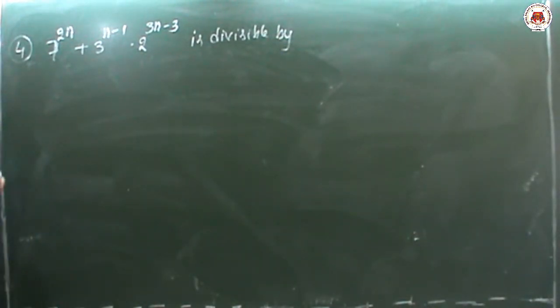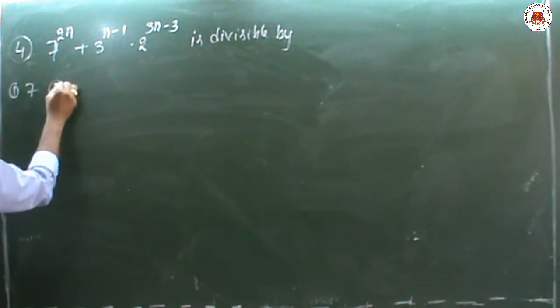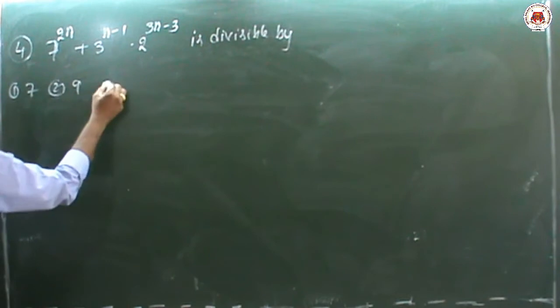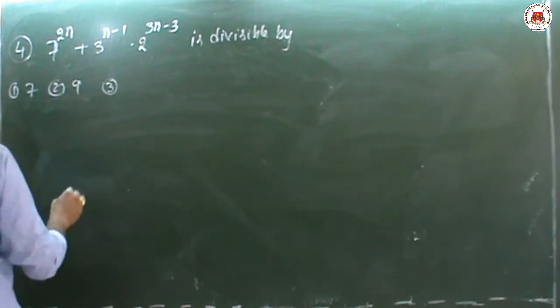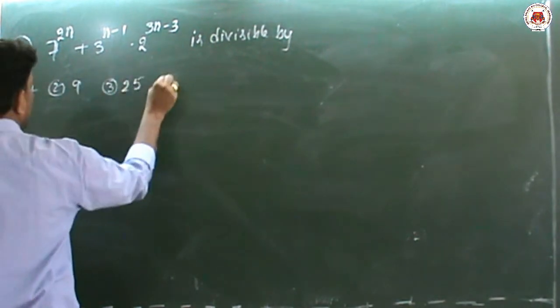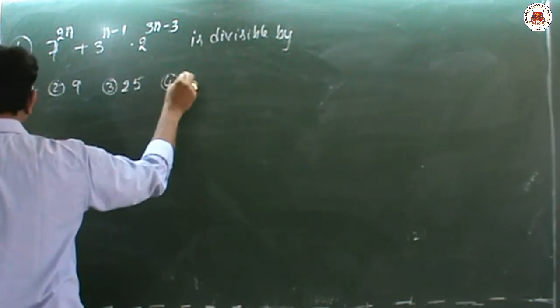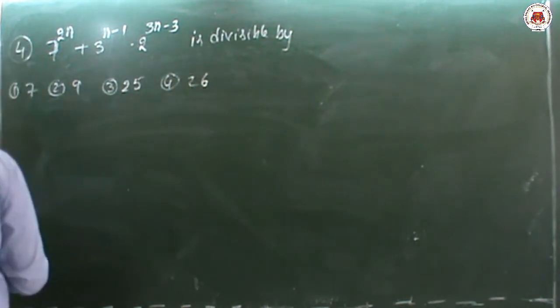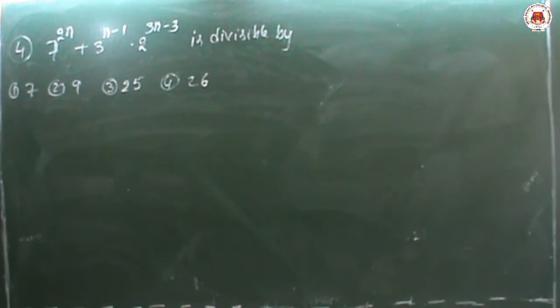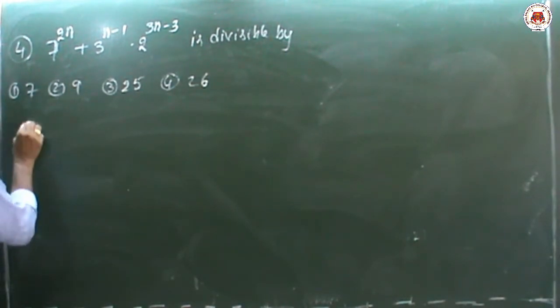What are the options, sir? The first one is 7 and the second option is 9. The third option is 25 and the fourth option is 26. So there are 4 options. Same story: first we have to take n equal to 1.